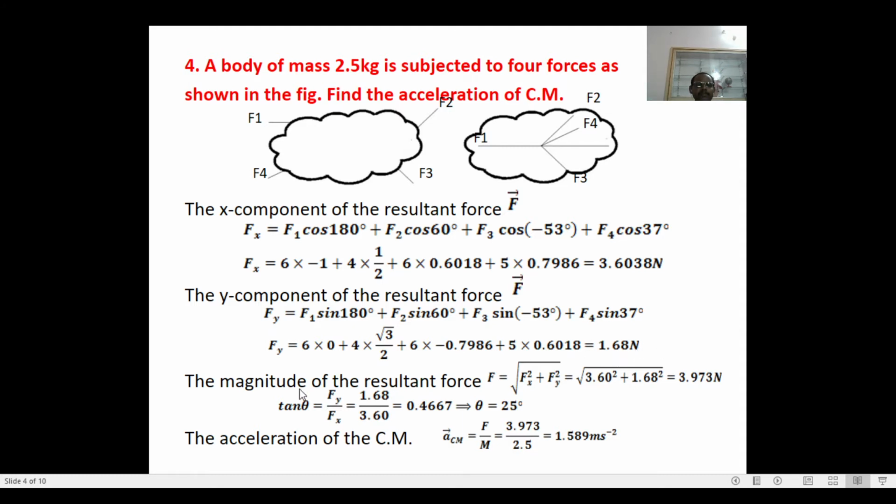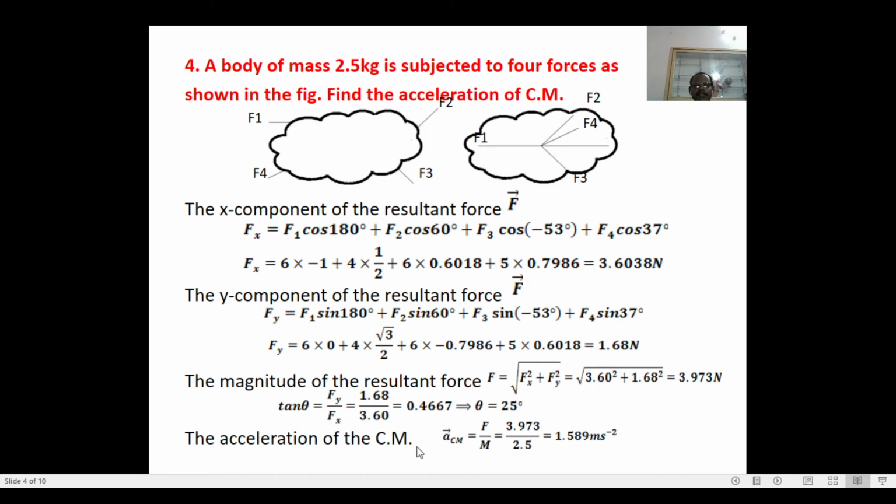The magnitude of the resultant force is F is equal to square root of Fx square plus Fy square, which is equal to square root of Fx is 3.60 square plus Fy is 1.68 square, which is equal to 3.973 Newton. The direction of the resultant force can be computed from tan theta equals Fy by Fx, which is equal to Fy is 1.68, Fx is 3.6, which is equal to 0.46667, which implies that theta is equal to 25 degree. Now what you have to do is take tan inverse, we will get theta is 25 degree.